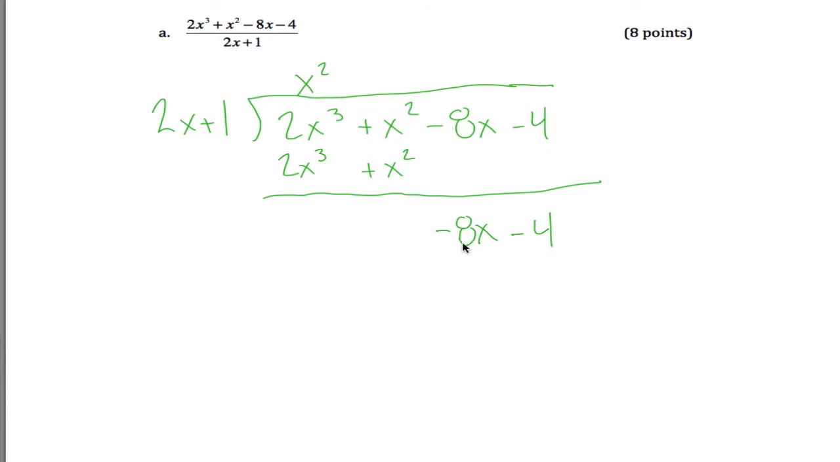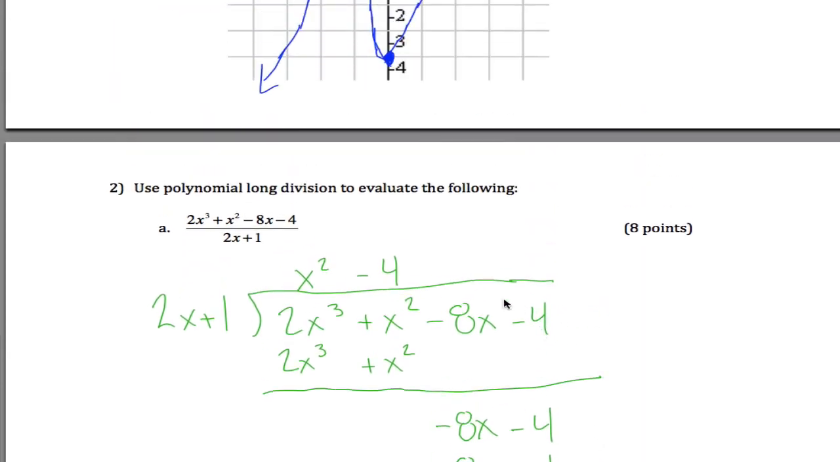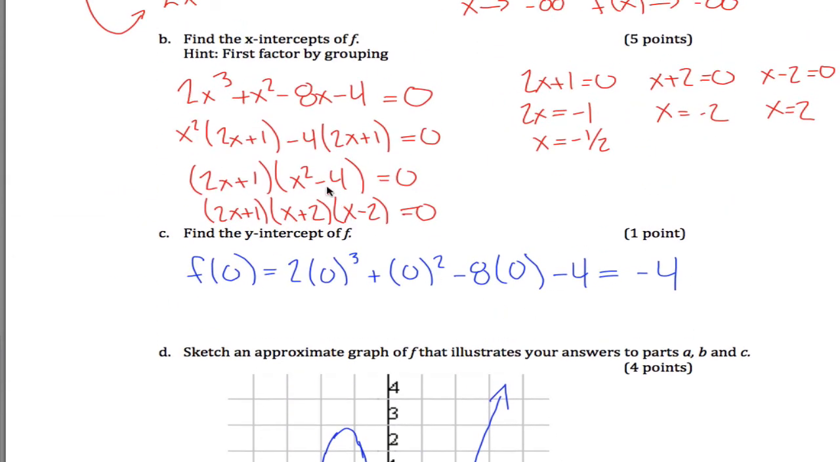Now I want to get rid of this negative 8x. To get rid of it, I need a negative 4 up top here, because negative 4 times 2x is negative 8x, and negative 4 times 1 is negative 4. I subtract, I get 0. I'm happy. I see that I got x squared minus 4 is what this is equal to, but that's exactly what I expected from this factorization I did earlier. All right, there's the end of the quiz.